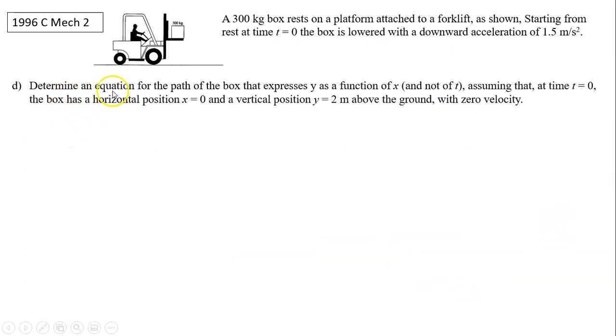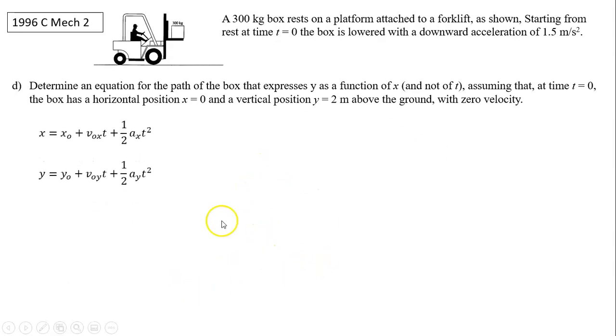Next part, determine an equation for the path of the box that expresses y as a function of x, not of t. Assume that at time t equals 0, the box has a horizontal position x equals 0 and a vertical position y equals 2 meters above the ground with 0 velocity. So you have to write y as a function of x.